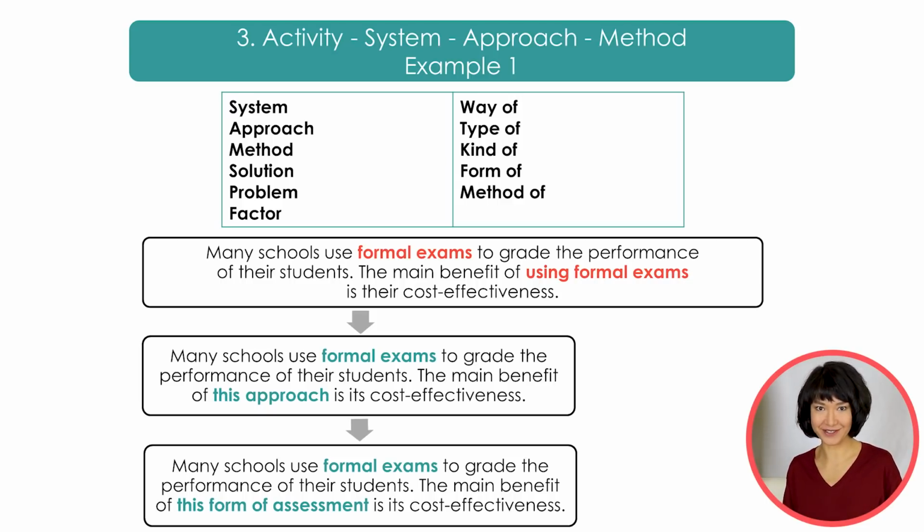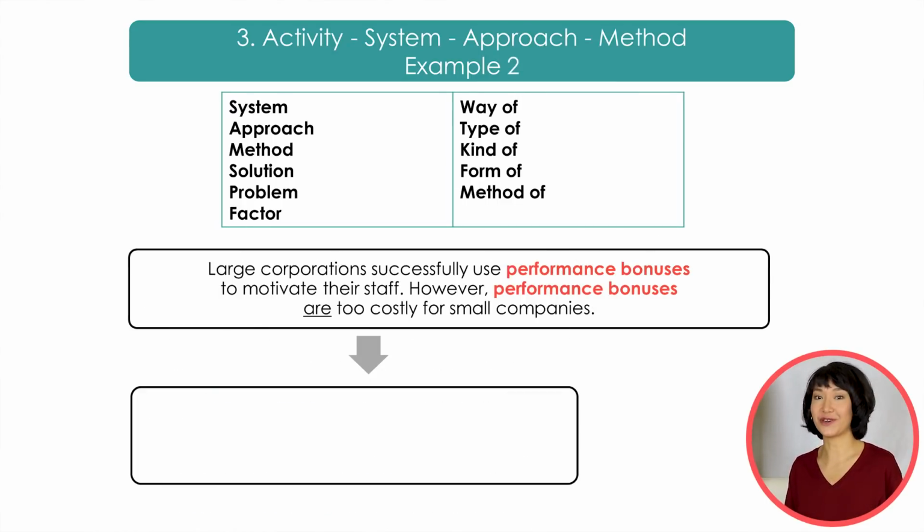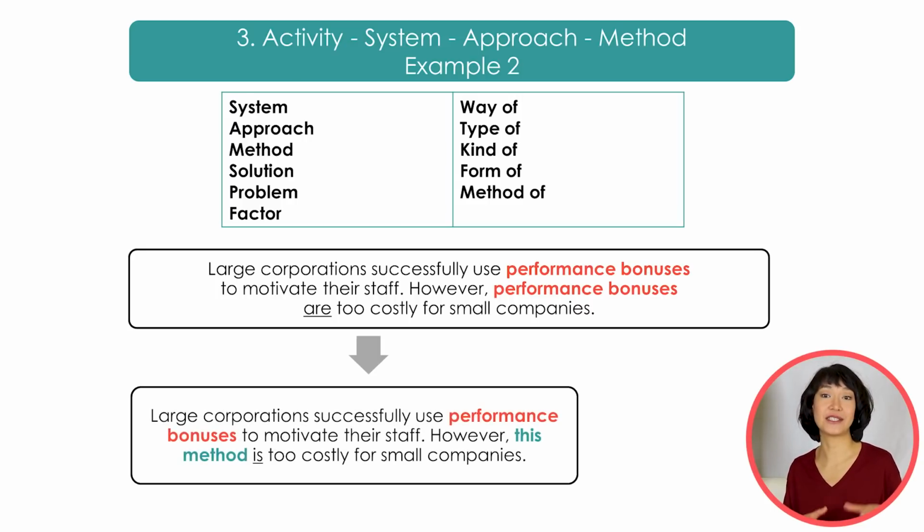Here is another sentence. Large corporations successfully use performance bonuses to motivate their staff. However, performance bonuses are too costly for small companies. So how can we replace performance bonuses? I would use this method. Large corporations successfully use performance bonuses to motivate their staff. However, this method is too costly for small companies.